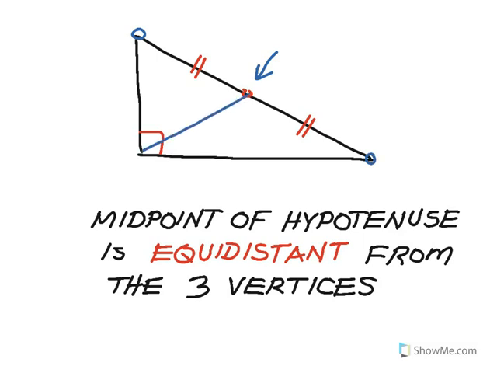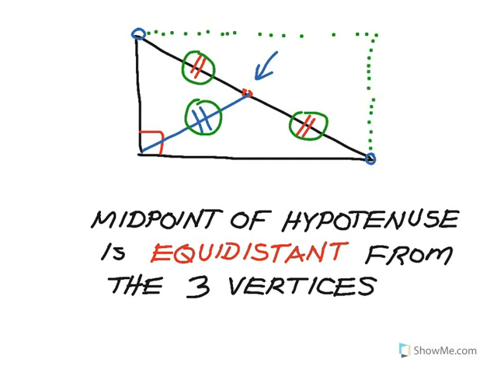So those 3 segments all have the same length. This one, and this one. And you know, the reason that makes sense is that if you fill out the rest of the rectangle here, you can see that those would be like the diagonals of a rectangle bisecting each other and being all the same length. So anyway, that's a theorem that we'll be using.